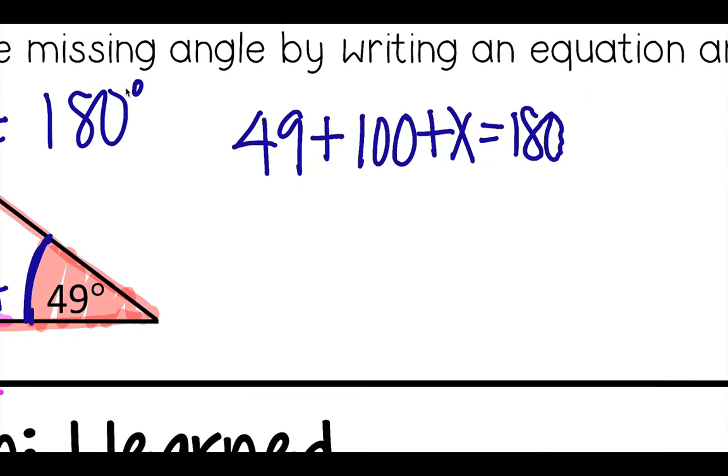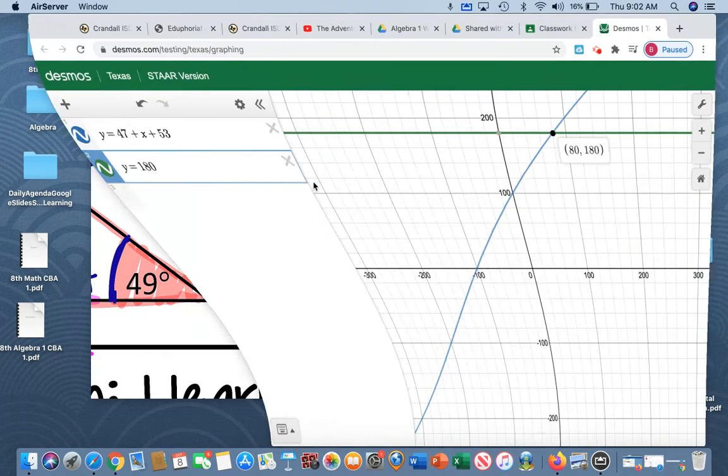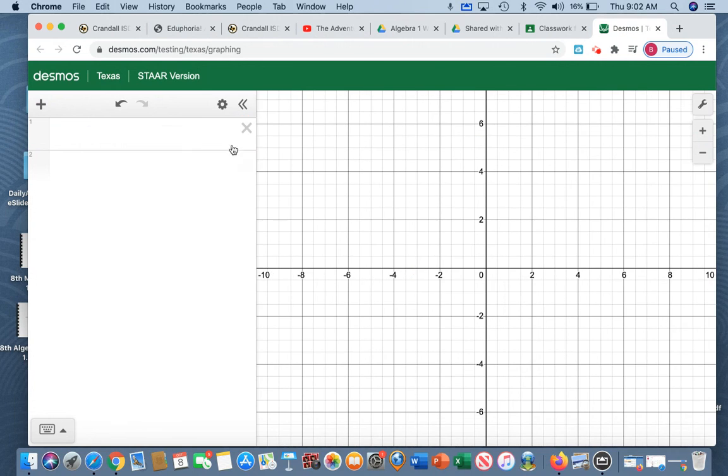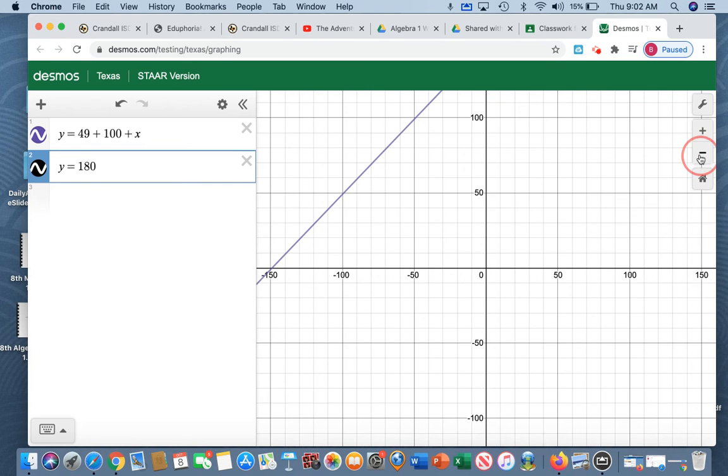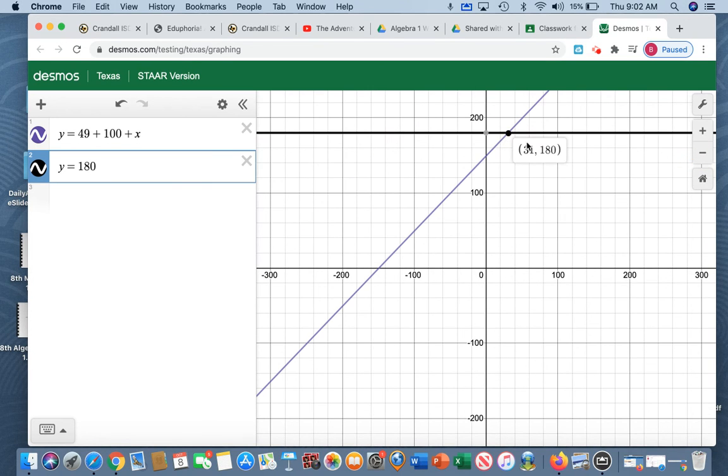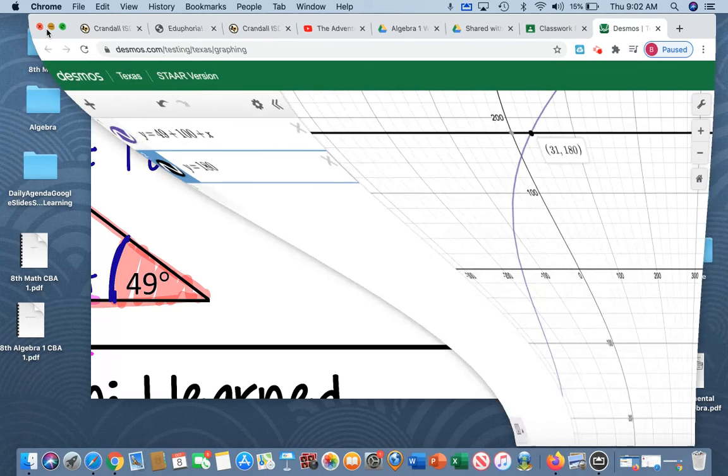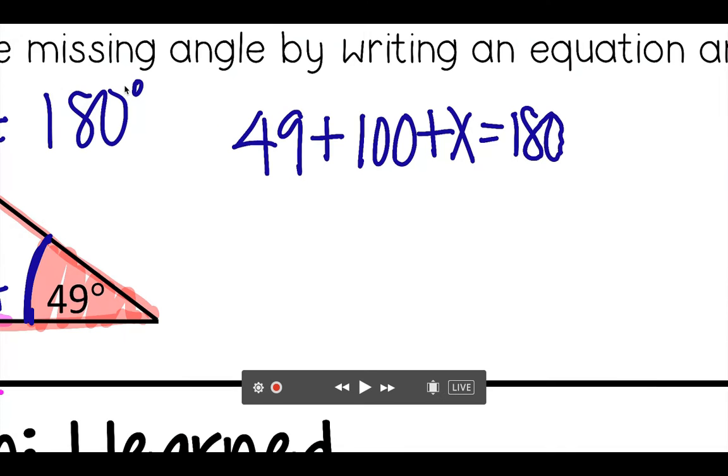So now I'm going to Desmos and I'm plugging in y equals my left side, which was 49 plus 100 plus x, and then y equals 180. Always, always, always. Zoom out until I see black and purple. Purple, black, they meet at 31. So my missing angle is 31.